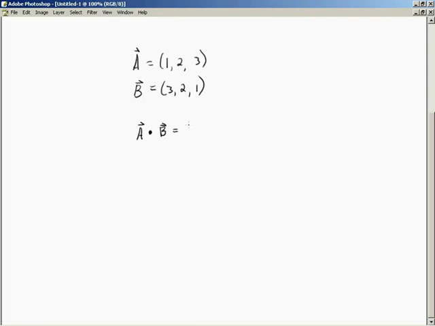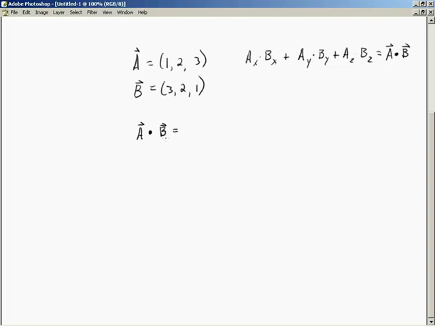Well, let's expand this out to use our vectors here. Over here in the upper right-hand corner, let's represent the following: A sub X times B sub X, plus A sub Y times B sub Y, plus A sub Z times B sub Z. That's it. And this is equal to A dot B. This is the method by which you can actually calculate the dot product.